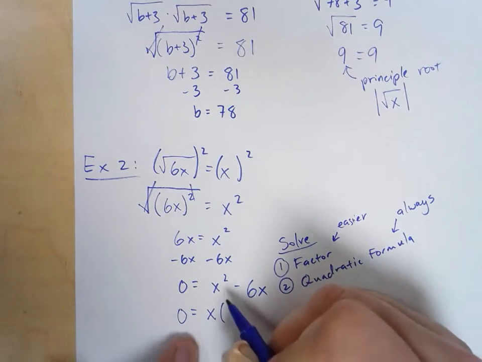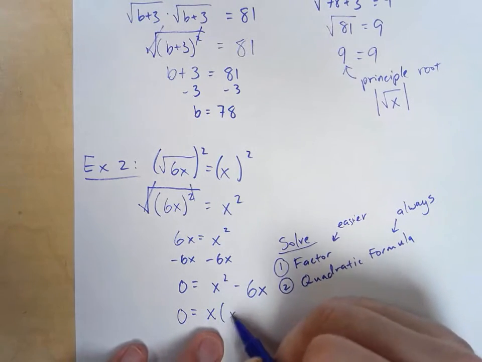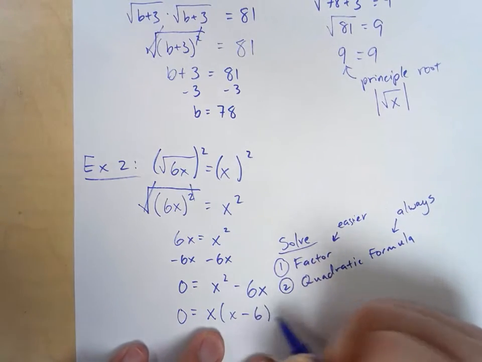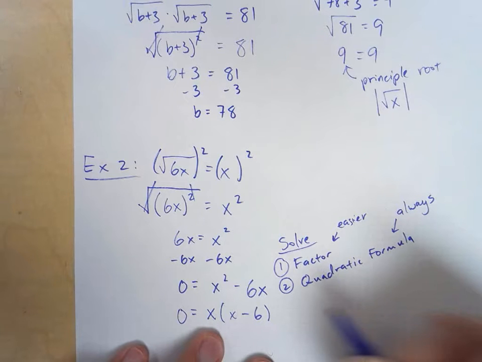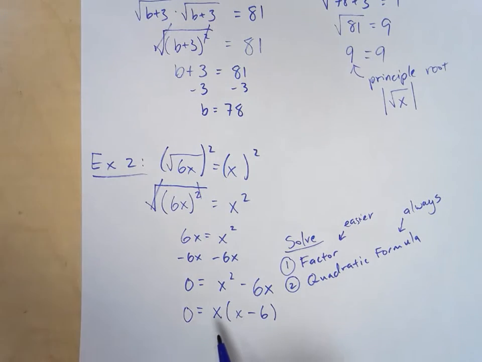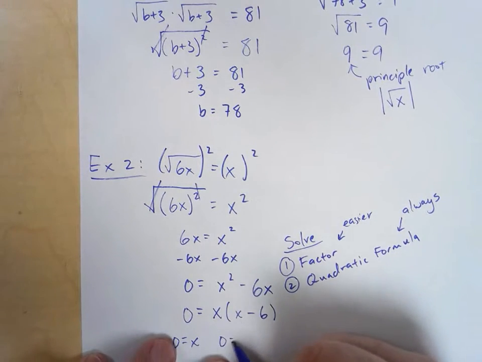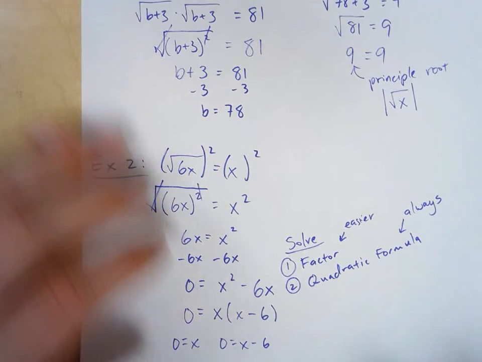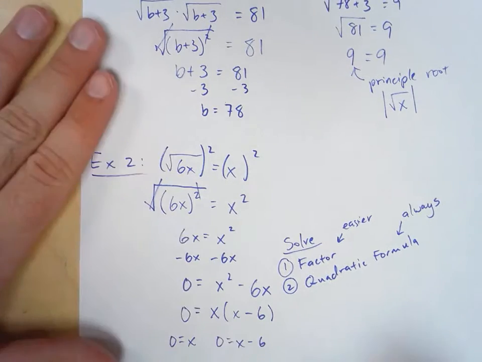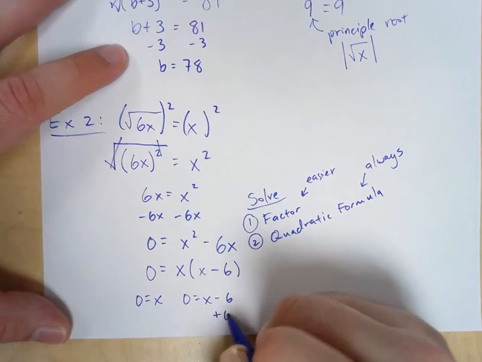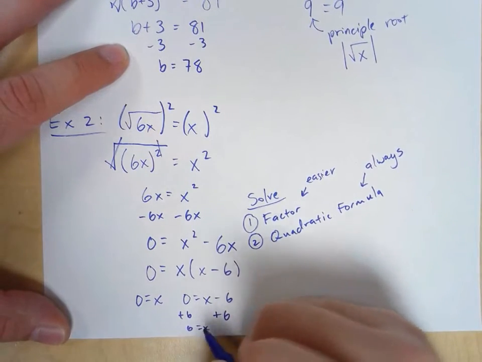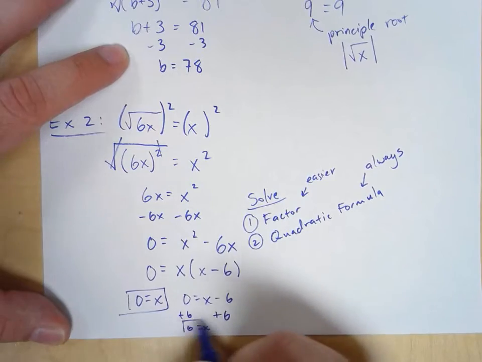So I'm going to have x times, so x squared divided by x is x, negative 6x divided by x is negative 6, and we get two things that multiply to give us 0. So either one of those things has to be 0 or the other one has to be 0. So I'm going to add 6 on both sides. So 6 equals x and 0 equals x. And remember, when you check your answer, you have to check this both ways.